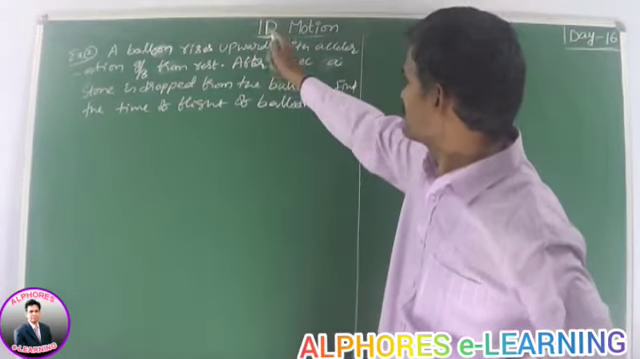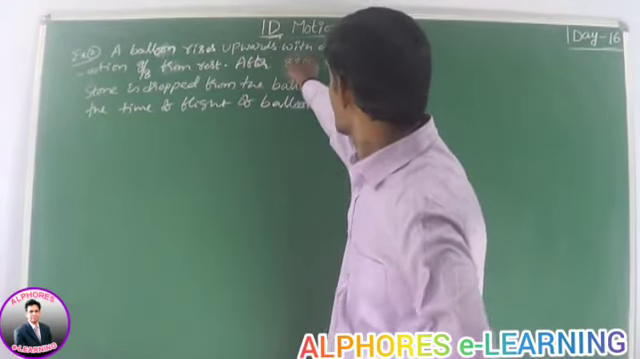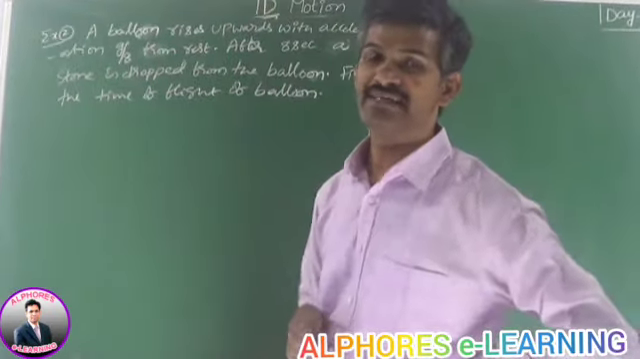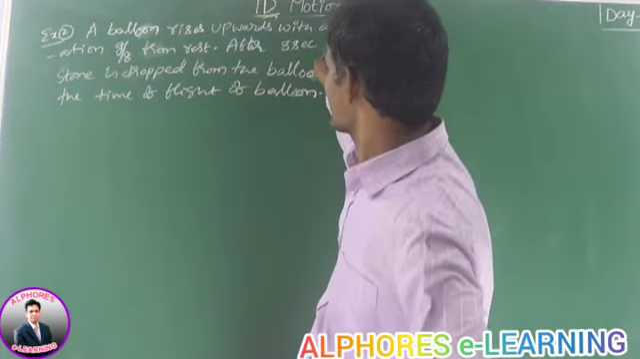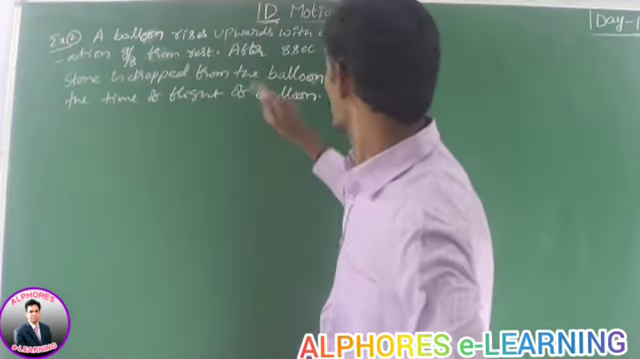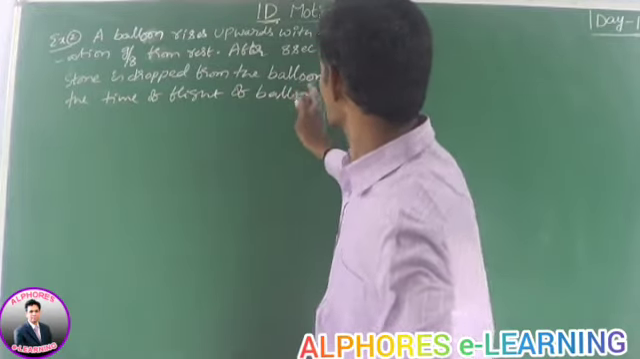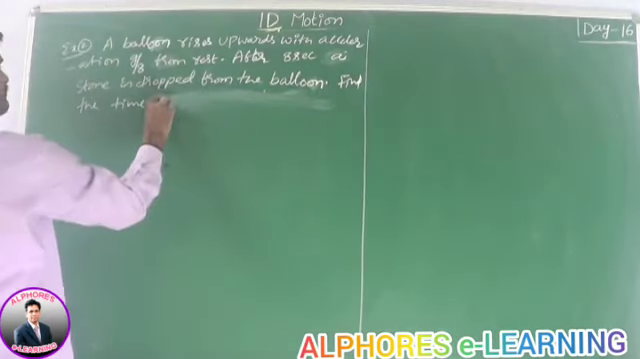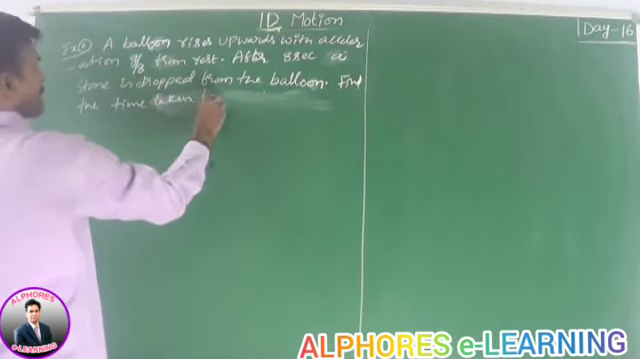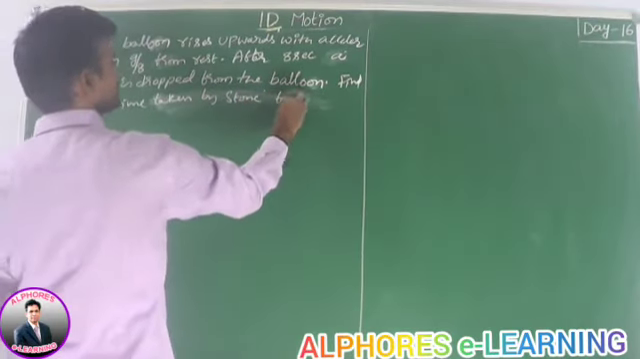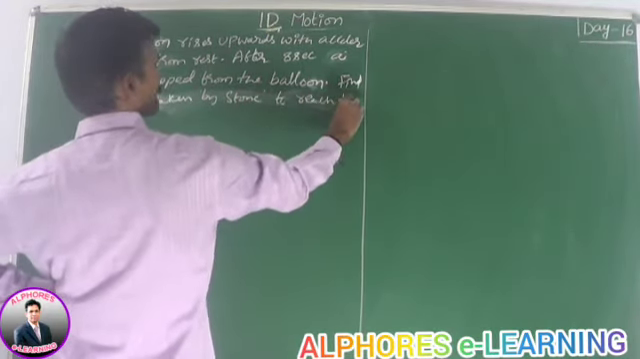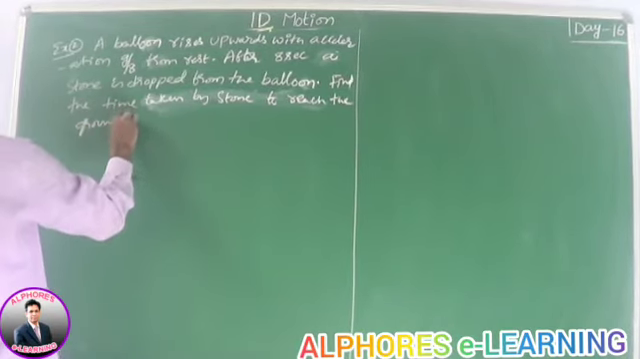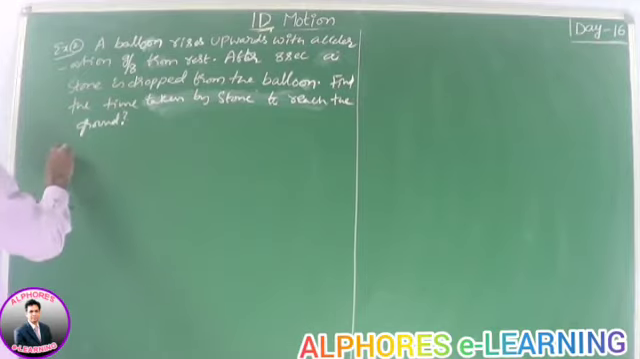A balloon rises vertically upwards with acceleration g by 8 from rest. After 8 seconds, a stone is dropped from the balloon. Find the time taken by the stone to reach the ground. This is the question. We have to solve this question.